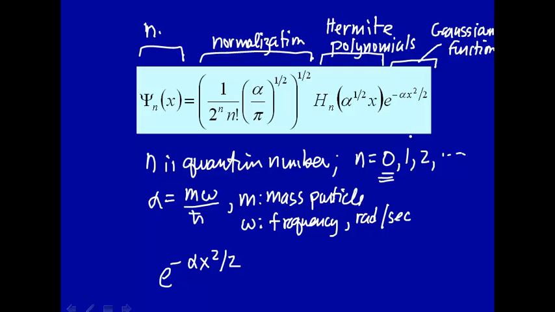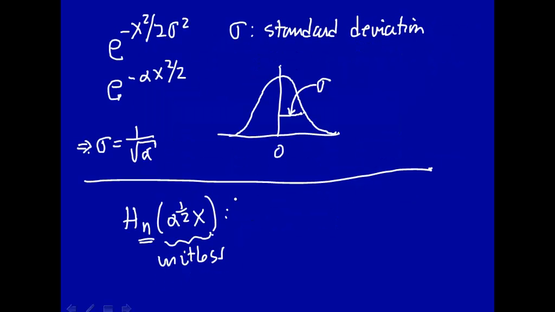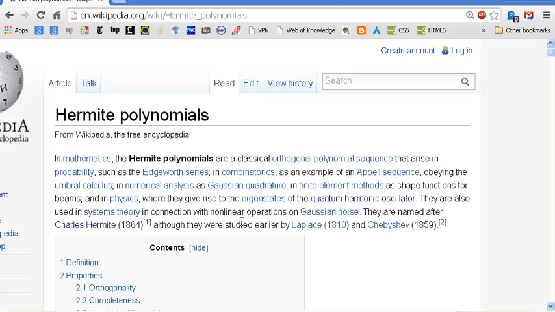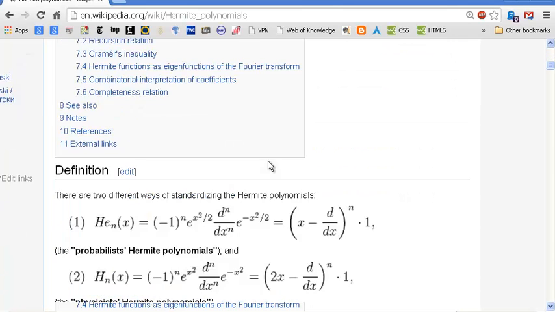Note that the Gaussian function doesn't depend on n, the quantum state, or the normalization. So all the quantum behavior is encompassed in this Hermite polynomial H_n. All right, so let's see what H_n looks like. Well, you look in the textbook, or we can go to Wikipedia. Here's the Wikipedia article on Hermite polynomials. And let's just see what they look like.